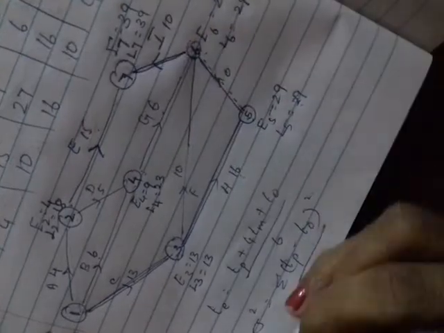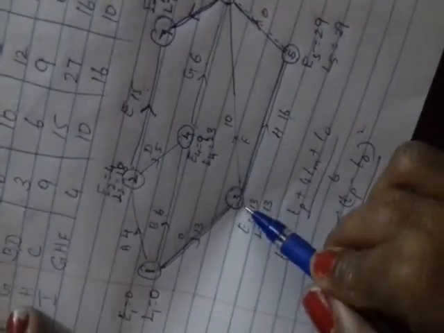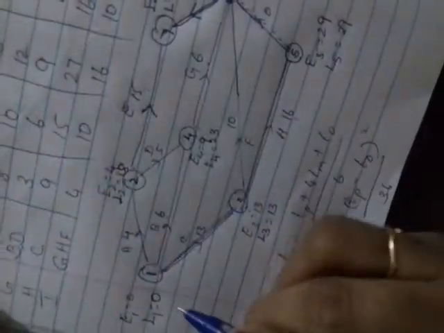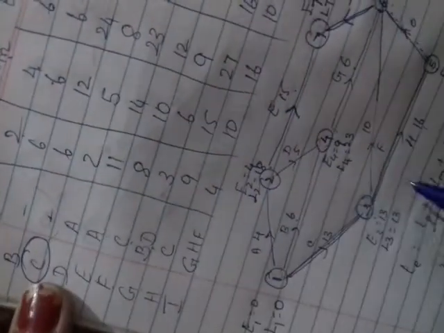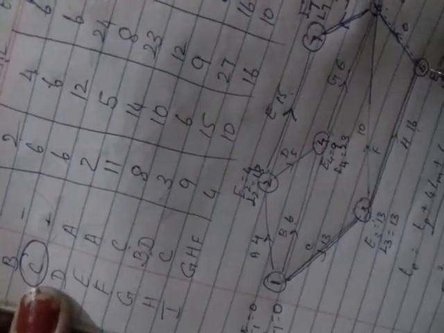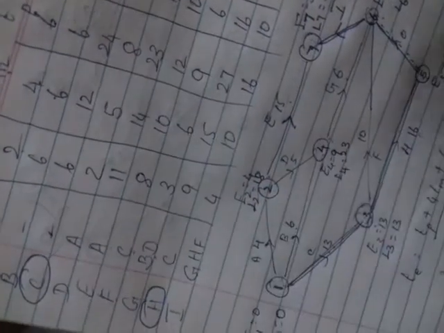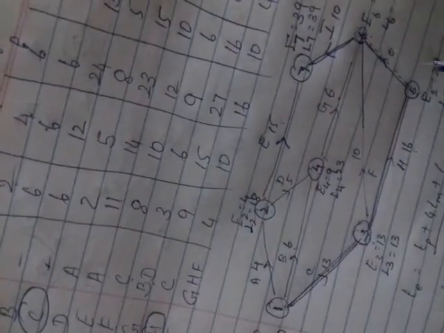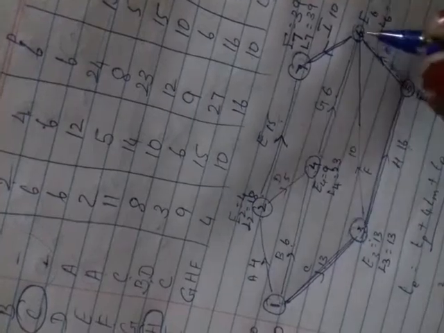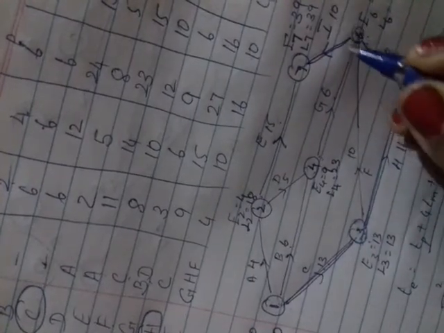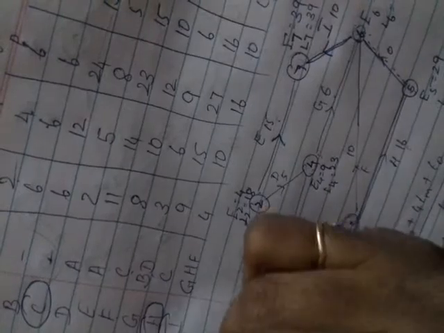So which is your critical path? 1, 2, 3. In the sense it is 13, this value. So this is your critical path, 13, and 3 to 5. 3 to 5 is 16. Where is 16? Here it is 16. And next one is 5 to 6. 5 to 6 is 0, so no issues. And 6 to 7 is 10. So this is our critical path.